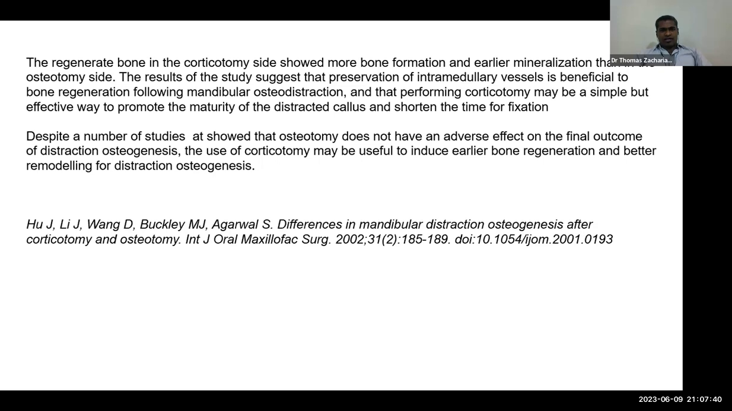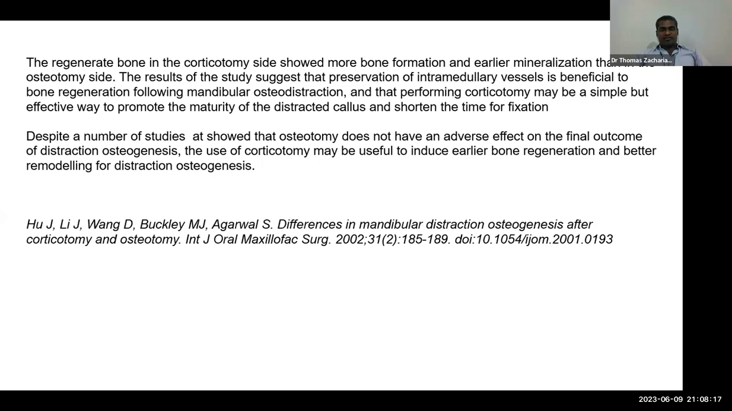A number of studies show that osteotomy does not have any adverse effect on the final outcome. It is just that with corticotomy, you get faster bone regeneration and better remodeling. But for all practical purposes, we do a complete osteotomy to completely mobilize the segments, rather than have some adhering bone that may prevent distraction. In my experience, we usually go for a complete osteotomy because we don't want any hindrance to the distraction process.